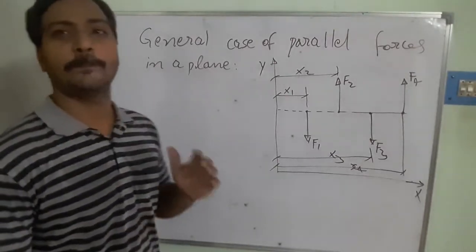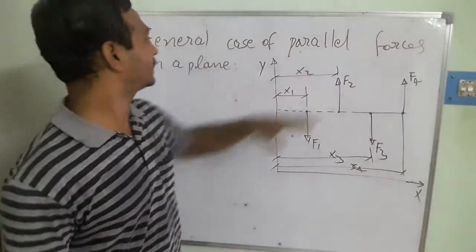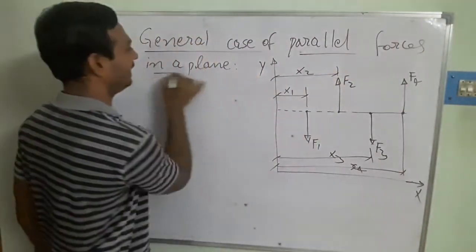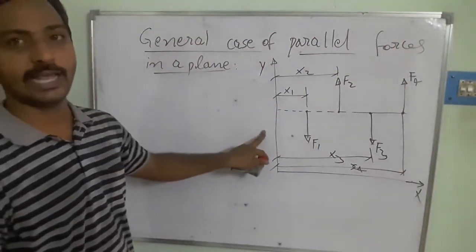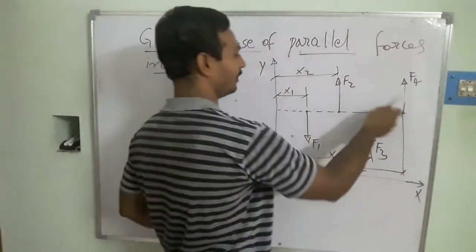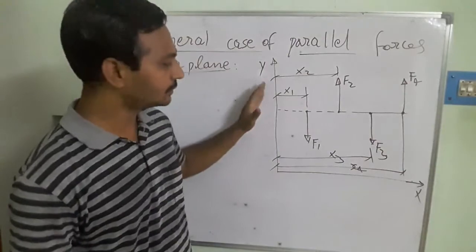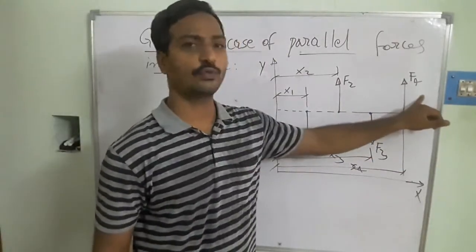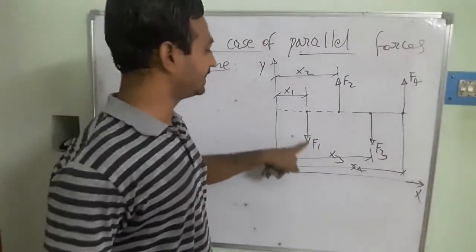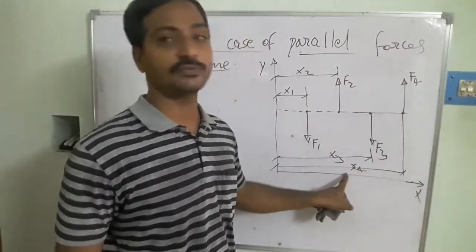In continuation of the parallel forces analysis and the resultant, now here is the general case of parallel forces in a plane. We have taken the general case, that is parallel forces existing in the plane. I have shown the diagram with the x-axis and y-axis. Assume there is one body, and the forces exist on the same xy plane. Forces F1, F2, F3 and F4 are acting at distances: x1 for F1, x2 for F2, x3 for F3 and x4 for F4.